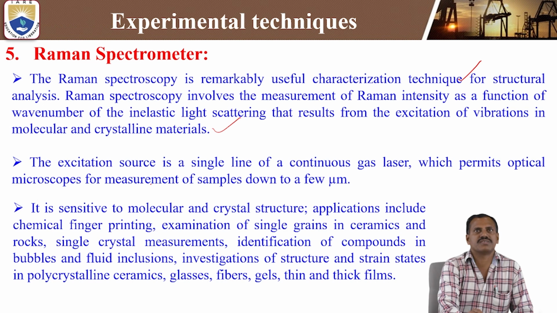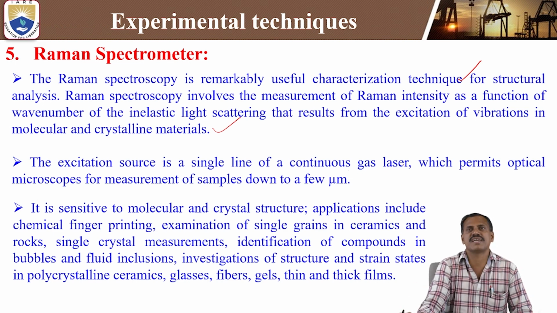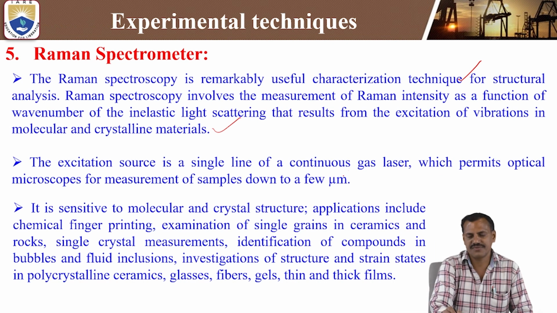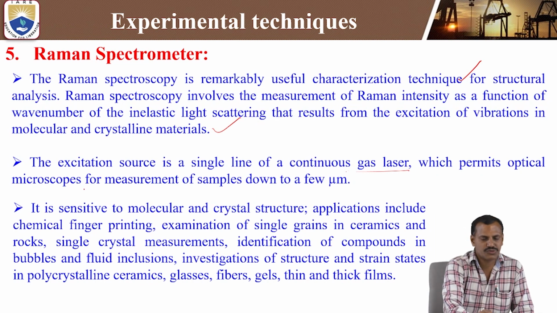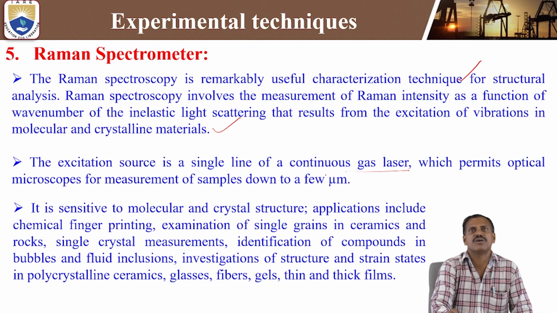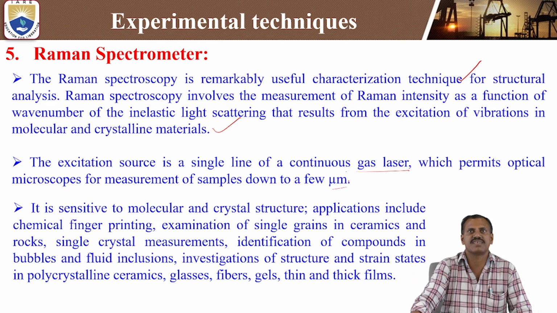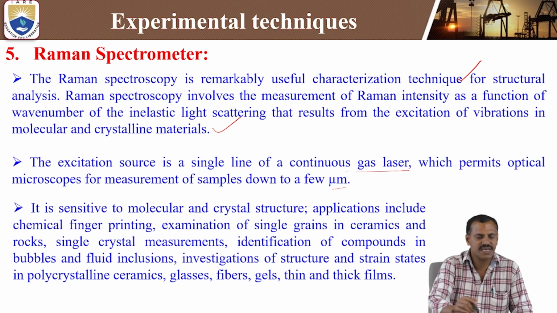The excitation source is a single line of a continuous gas laser. We can use an argon ion laser or helium ion laser. This kind of gas laser we use to measure Raman spectroscopy, which permits optical microscopes for measurement of samples down to a few micrometers. It will focus on the sample down to a few micrometers. It will scan the sample and give the Raman spectrum analysis. It is sensitive to molecular and crystal structure.